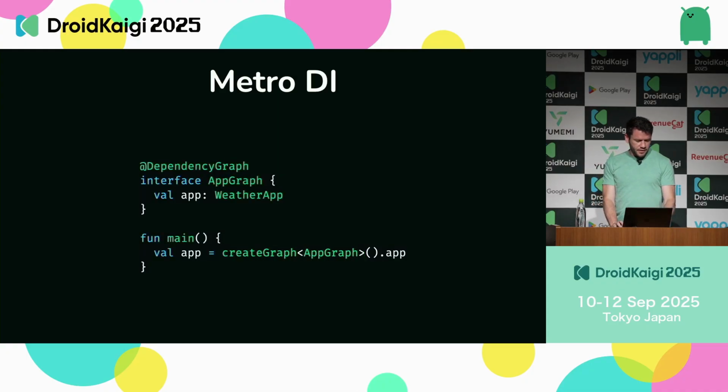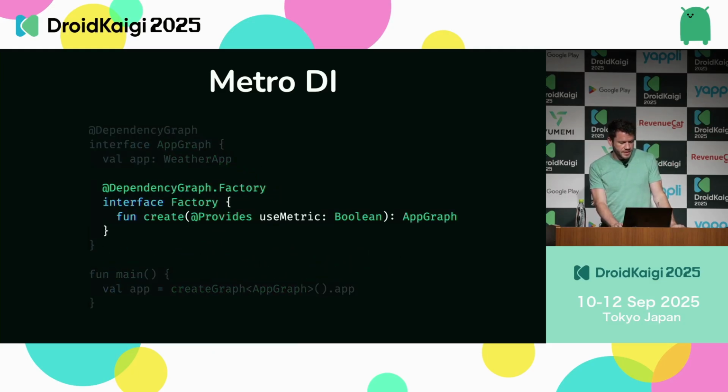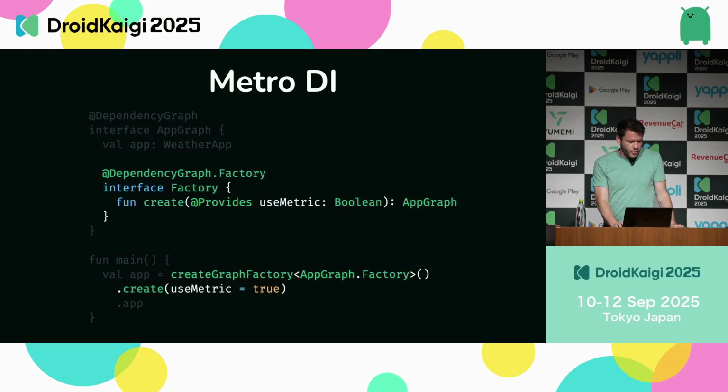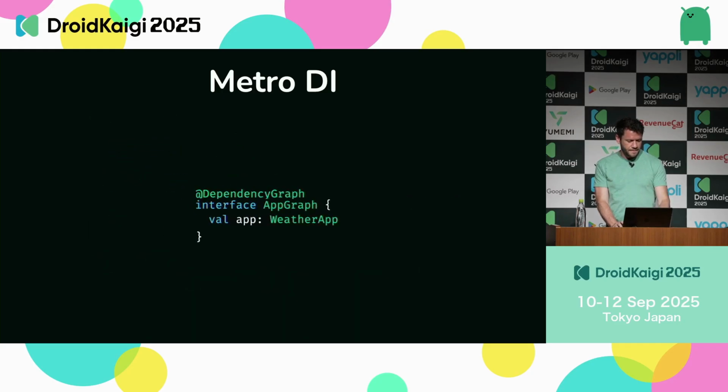If your graph itself has inputs, you can create a factory interface annotated with @DependencyGraph.Factory with a single abstract function that takes any input parameters and returns the graph. Parameters must be annotated with either @Provides or @Includes. @Provides annotated parameters will be directly available on the graph as simple instance bindings. Includes we'll get to later. Then you can just call createGraphFactory, and the compiler will again replace this with a call to the created factory implementation.